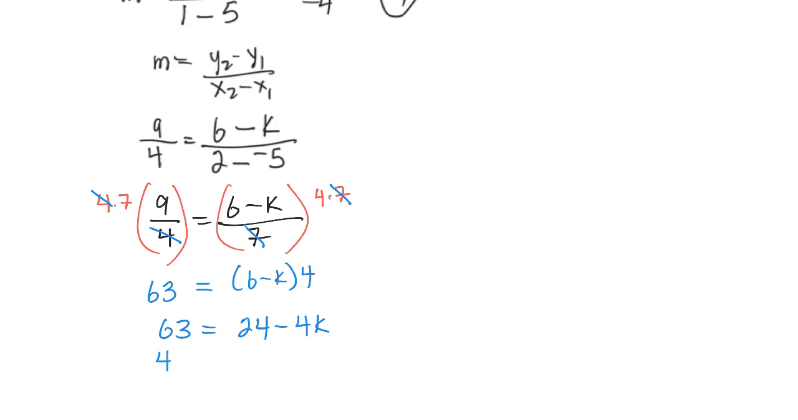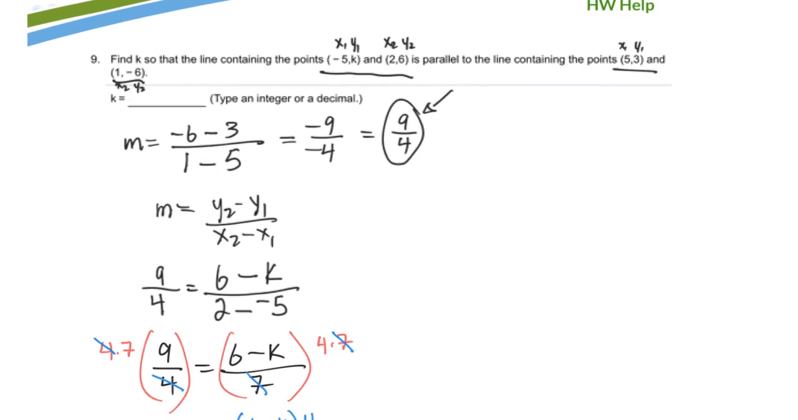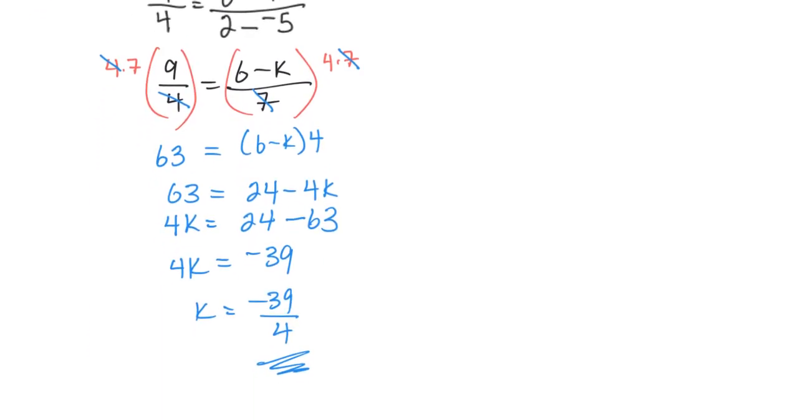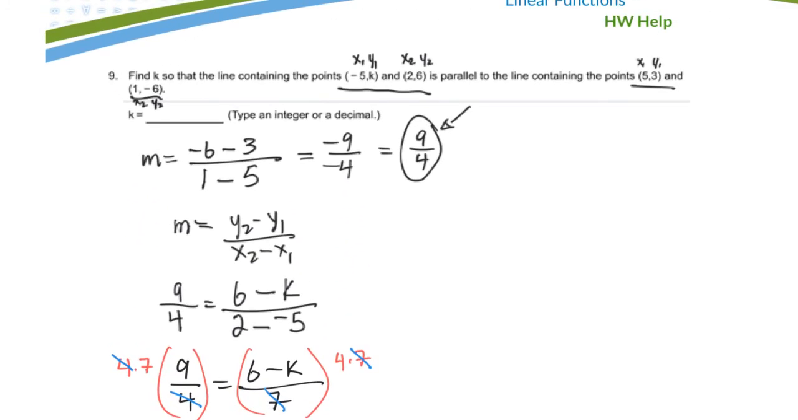Let's move the 4k over to this side and make it positive. And let's take the 63 to the other side and make it negative. So I have 4k is equal to, what's that, negative 39. Divide both sides by 4, and I get negative 39 over 4. So that'll be the value of k. That's a long, long question. It says type an integer or a decimal. Oh, so if I wanted to, I could put negative 9.75 in there. Let me just do that. Negative 9.75. All right, hopefully that helps you with homework for that section.